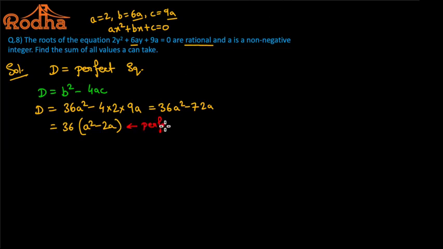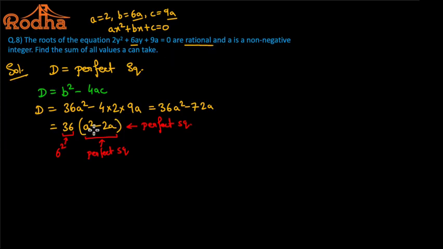Now when it is a perfect square, obviously 36 is already a perfect square. It is 6 square. So 36 के साथ कोई issue नहीं है. It's already a perfect square. So a square minus 2a should be again a perfect square, right? So if a square minus 2a should be a perfect square, what I need here is that the roots are rational and a is a non-negative integer.